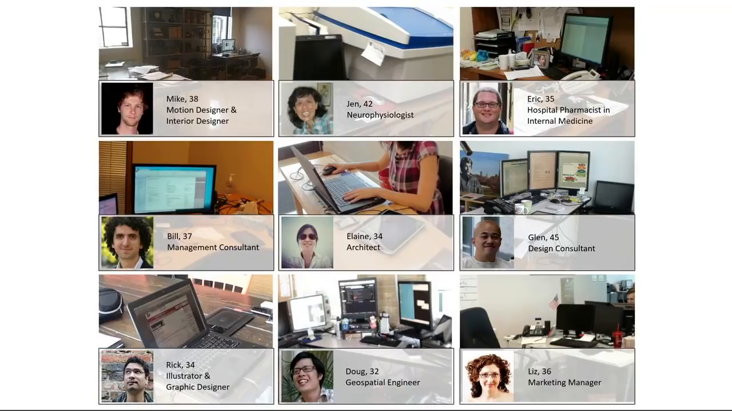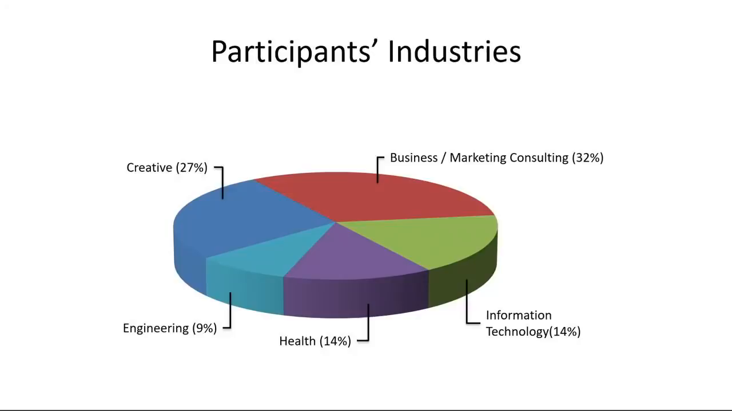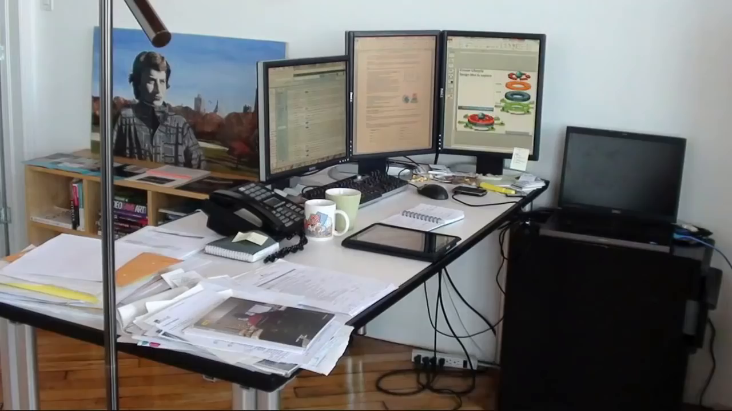Here is a snapshot of the sorts of people we have. So we have, for example, a motion designer, an interior designer, a neurophysiologist, a hospital pharmacist, a management consultant, and so on. These are professionals who use professional-grade tools. And she sat and interviewed and worked with them and performed the basic first steps of ethnography to understand what are the things that you're doing today. So in terms of breakdown of industry, we have everything from creatives to engineers, health, IT, business, marketing, consulting, et cetera. So we have 22 participants, and we went and collected all this information.